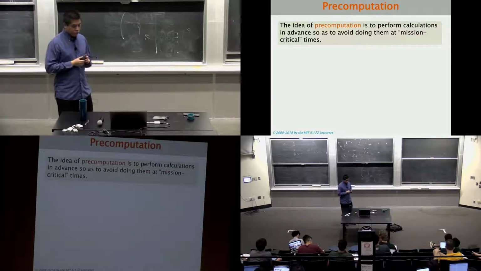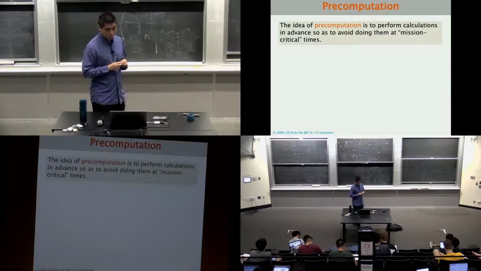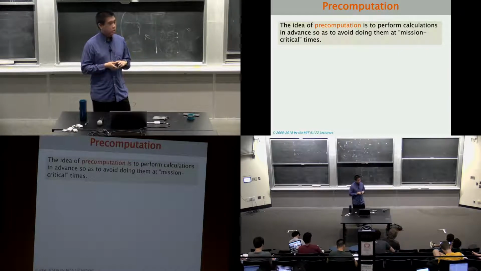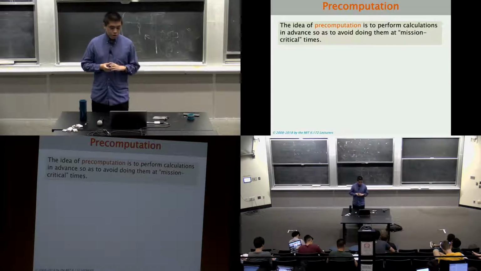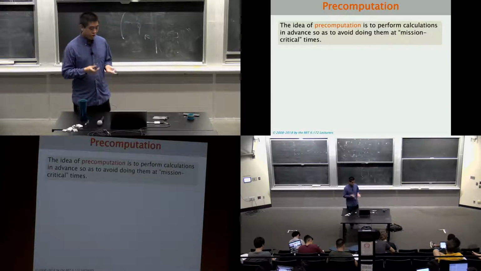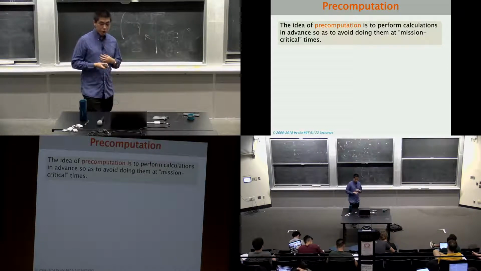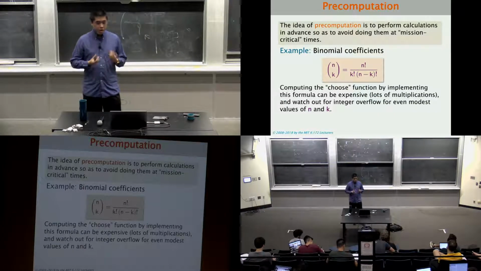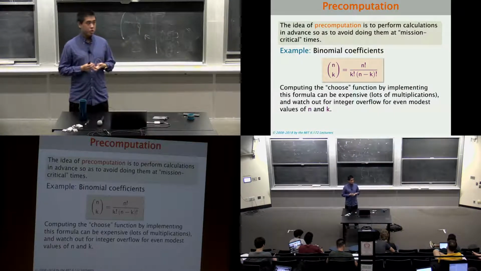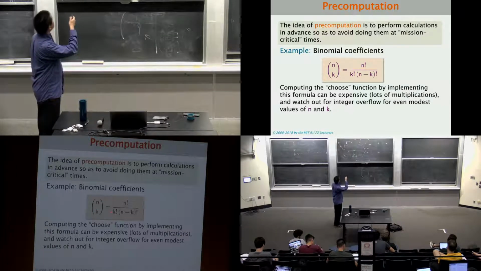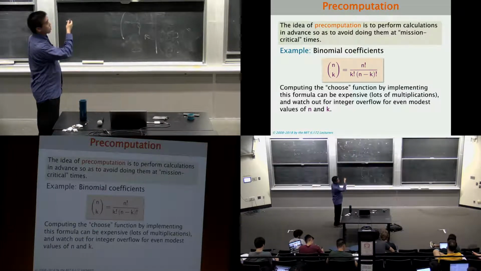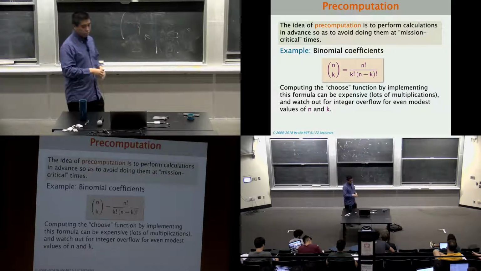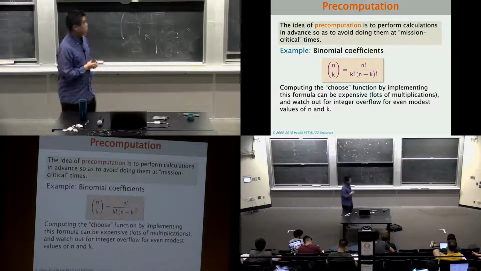OK, so the next optimization is pre-computation. The idea of pre-computation is to perform some calculations in advance so as to avoid doing these computations at mission-critical times, to avoid doing them at runtime. So let's say we had a program that needed to use binomial coefficients. And here's a definition of a binomial coefficient. It's basically the choose function. You want to count the number of ways that you can choose k things from a set of n things.